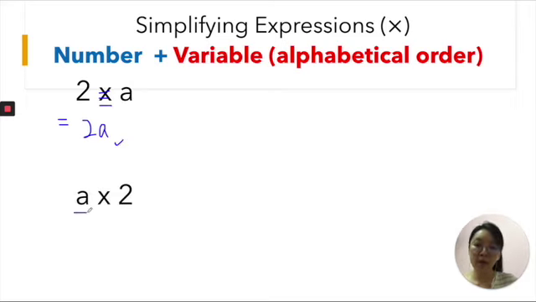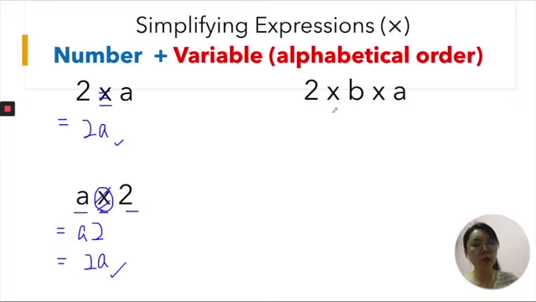What if I have A times 2? 2, number, A, alphabet. They are unlike terms. But with this multiplication, I can put 2 of them together by just throwing this out. So A, 2. When I write my answer properly, I have to put number first, then only my alphabet. So the correct answer is 2A.